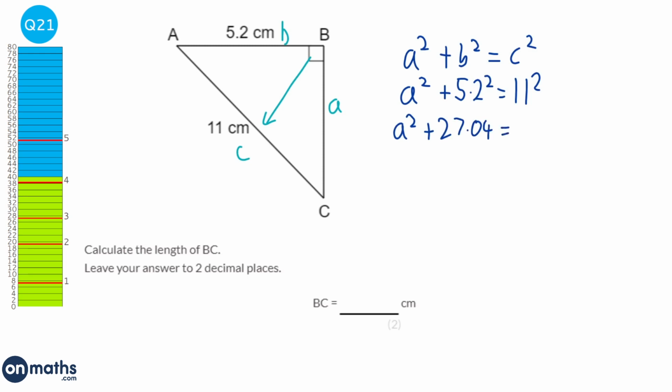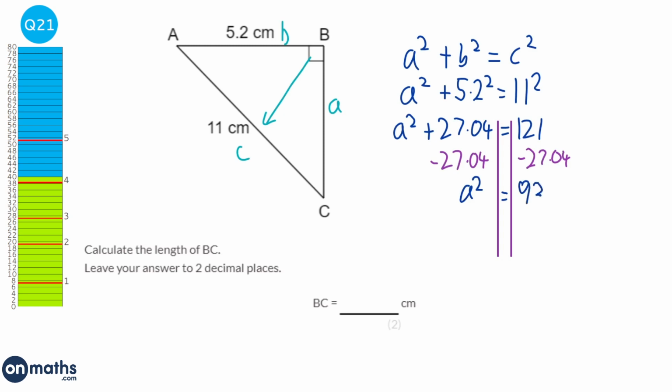27.04 equals 121. And we just solve. So the first thing I'm going to do is take away the 27.04 from both sides. So we get a squared equals 93.96. There we go. And to work out what a is, we just square root both sides. So it'd be a equals 9.693 blah blah blah. It asks us to do 2 decimal places, so we write 9.69.